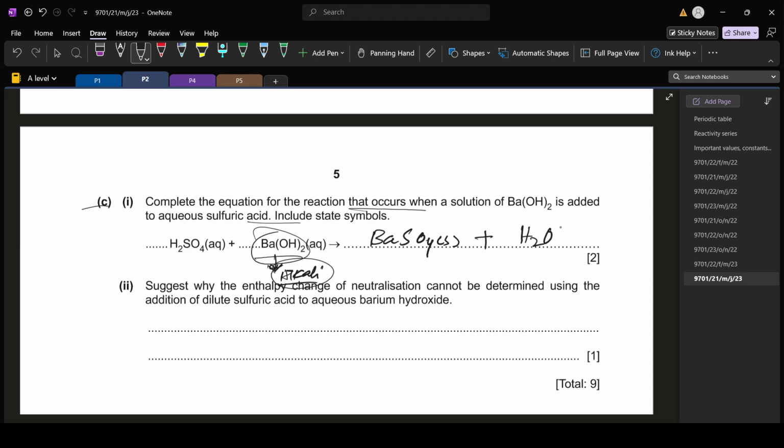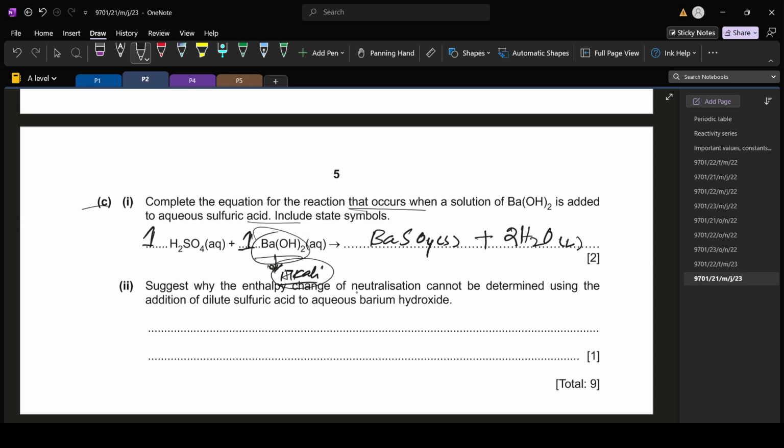So this water will have, there will be 2 moles of water. You have to balance the equation as well. So the overall equation is balanced. There will be 1. So this is your balanced equation. You have to also include the state symbols.